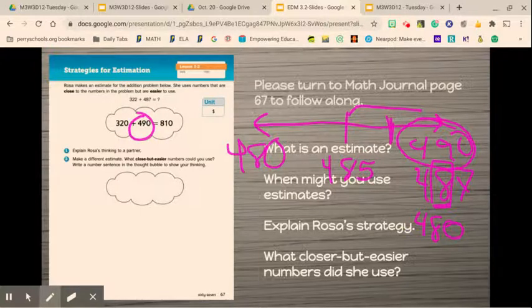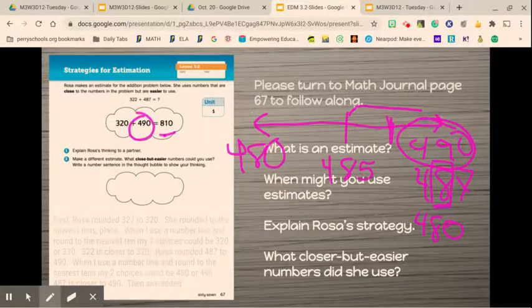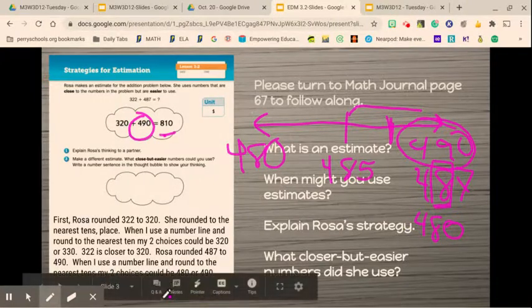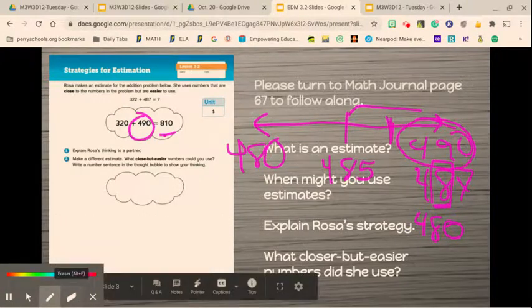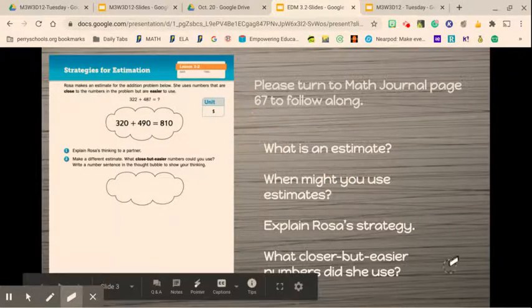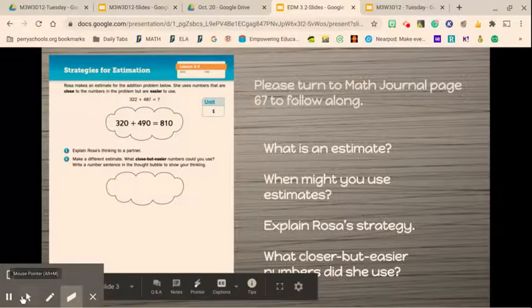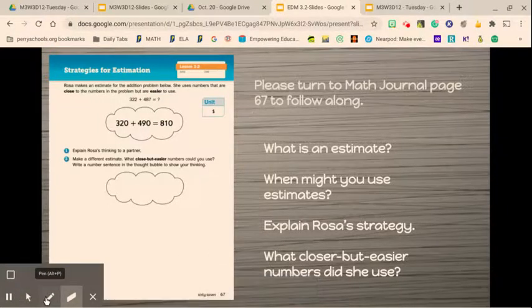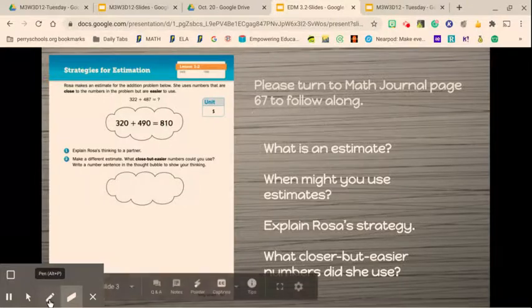So after she found her numbers that she wanted to estimate with, she added them together to get 820. So I just walked through and I explained what I did out loud, but my directions say to explain her thinking to a partner, but I also want to look at maybe writing something.